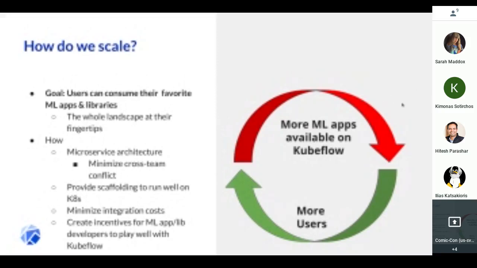And so the point of this diagram here is that we really want to try to get some network effects, where people look at Kubeflow, see our user base, and see that as an incentive to make their applications play well with Kubeflow. And then in turn, that brings more users to Kubeflow, which in turn encourages more application developers to make their apps play well with Kubeflow.